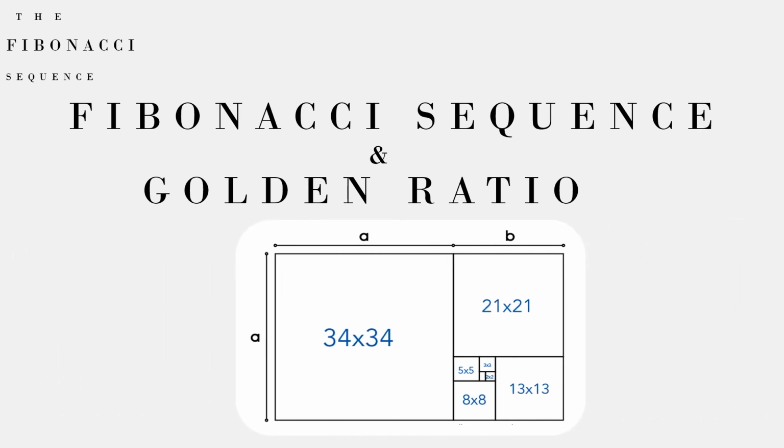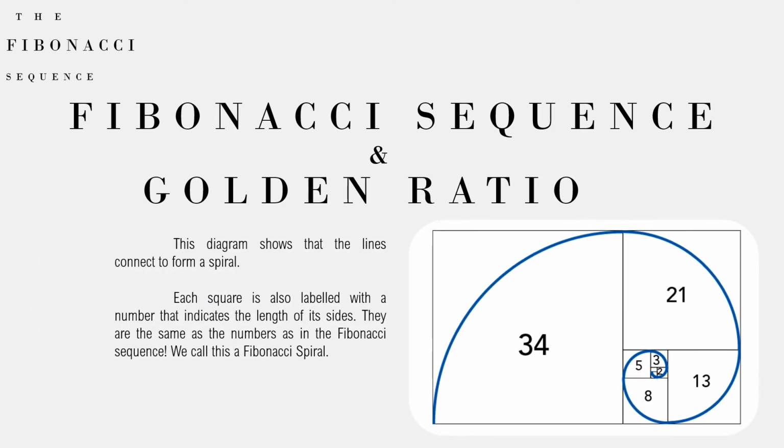We can grow this pattern by adding a larger square to the long side, a plus b, of a rectangle. Then we can do the same thing to the rectangle that results from the combination. You can see the pattern of squares and rectangles in this diagram. We can take the golden rectangle one step further by adding a line that forms a quarter circle in each square. This diagram shows that the lines connect to form a spiral. Each square is also labeled with a number that indicates the length of its sides. They are the same as the numbers in the Fibonacci sequence. We call this a Fibonacci spiral.